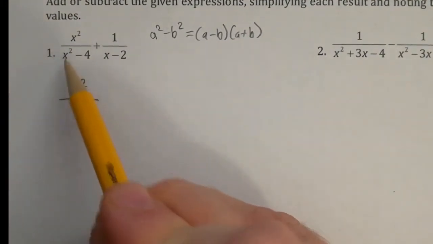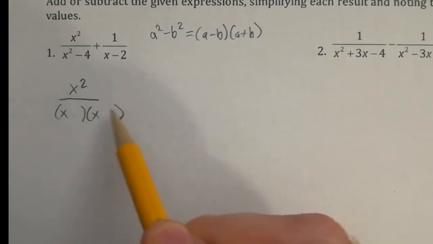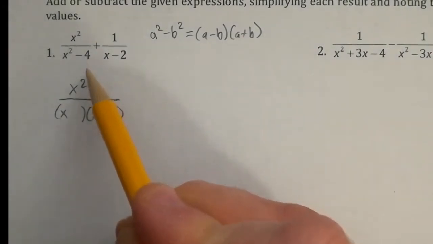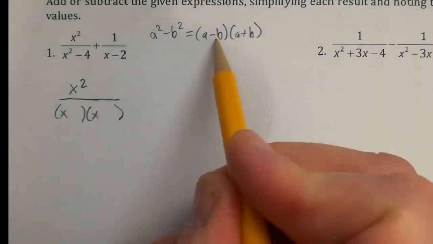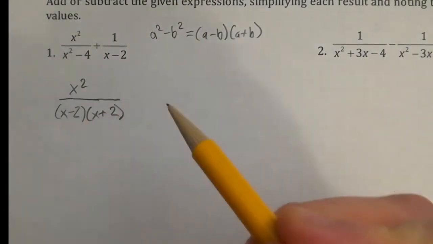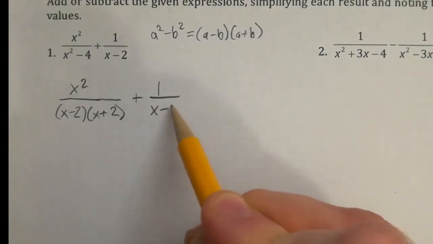So what's being squared here? Well, it's x. So you're going to have x here and here. And then what's being squared here? Well, that's 2 squared, right? Or in other words, the square root of 4 is 2. So that's what's going to go here and here. So minus 2, plus 2. Okay. The second fraction, there's nothing to factor. Okay, so we have that.